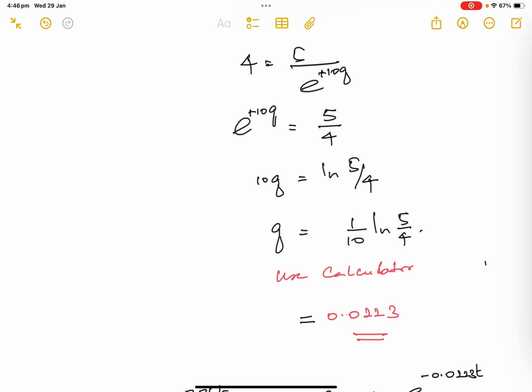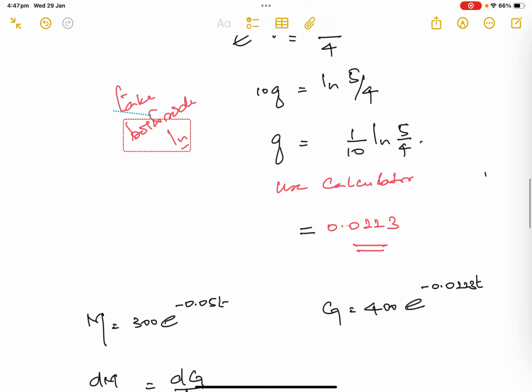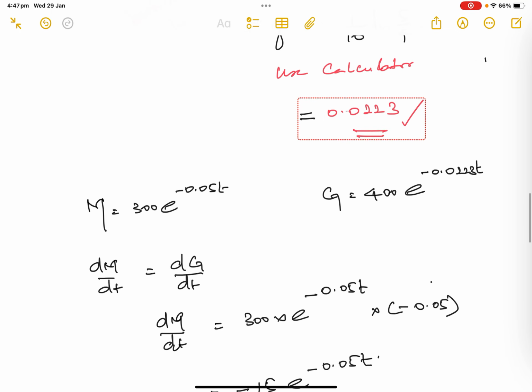So 10q, again, take ln on both sides. If we do that, the left side is just 10q, because ln of e to the power of 10q is 10q. And the right-hand side is ln 5 over 4. From that, q equals 1 over 10 ln 5 over 4. Again, use the calculator. After using ln 5 over 4 and dividing by 10, it gives you the value of q as 0.0223.